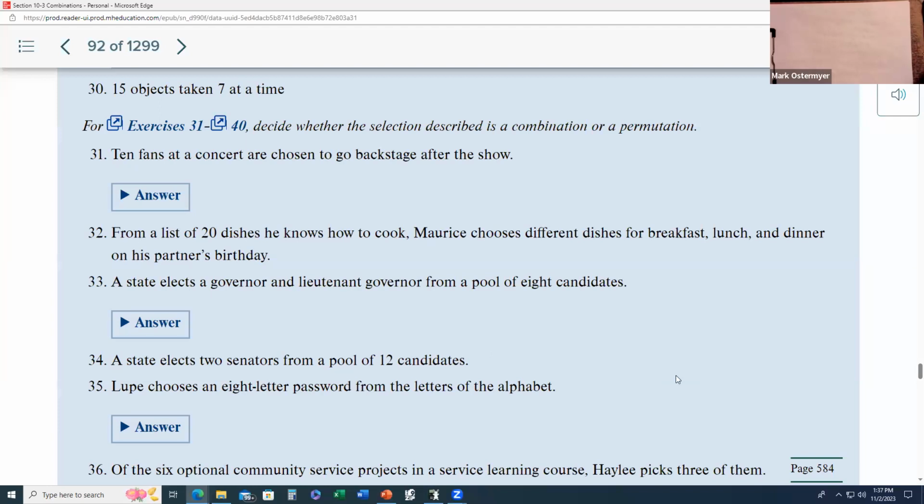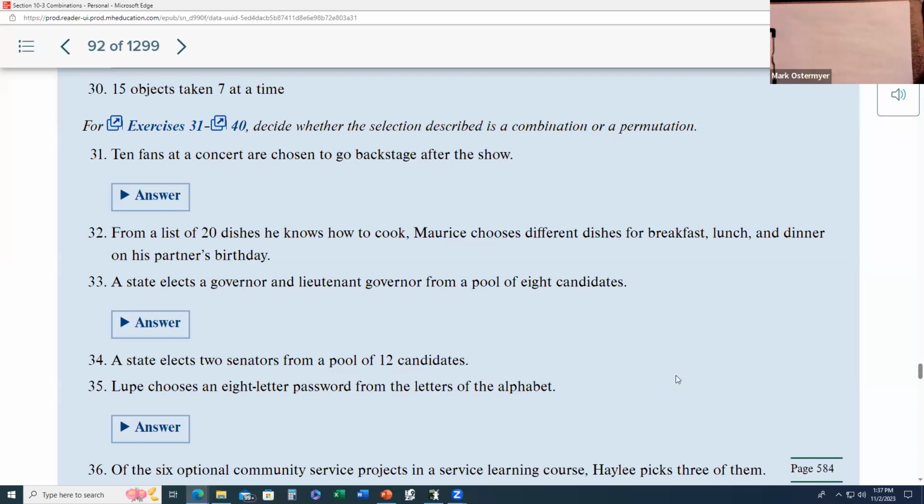Different dishes for breakfast, lunch, and dinner. Now, it's not saying how many dishes they select for breakfast, lunch, and dinner. I'm assuming one dish for each, I guess. So let me ask you this. Do you think order matters here? In other words, the dish you select for breakfast, could you also then turn around and select it for lunch?